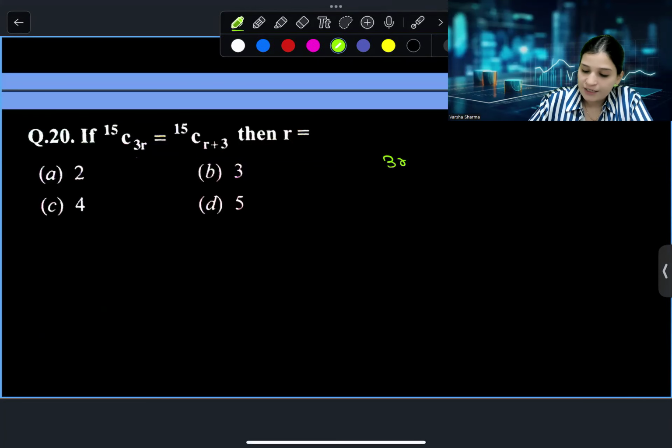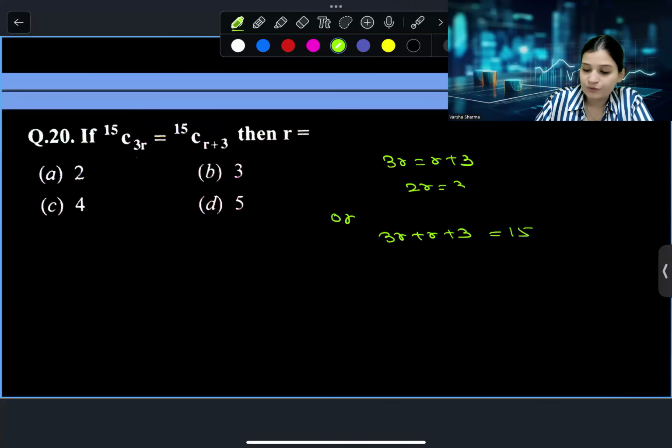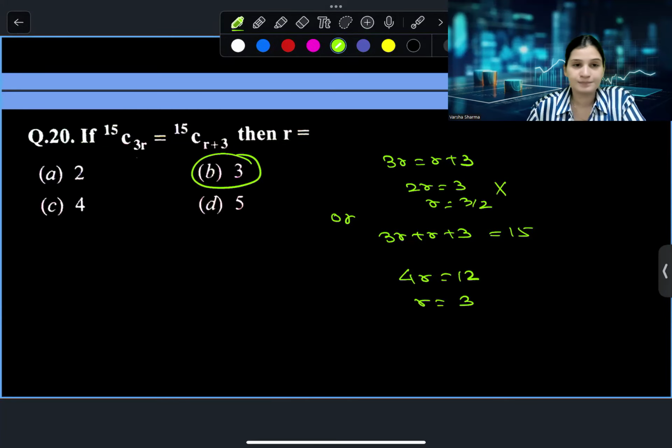So either 3r is equal to r plus 3 or 3r plus r plus 3 is 50. This is 2r equal to 3, r is 3 by 2, not possible, fraction. 4r equal to 12, r will be 3. 3 is the correct answer.